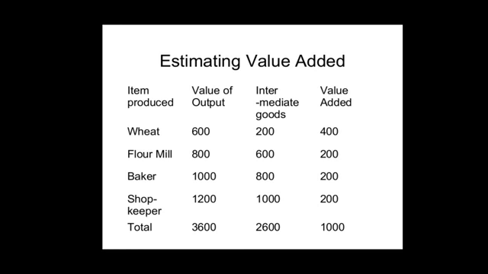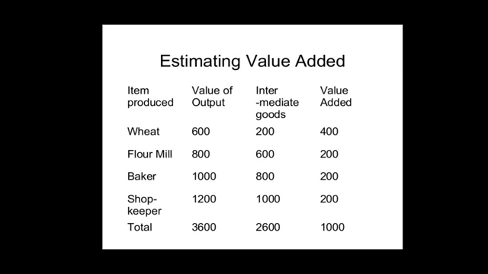For baker, flour is an intermediate good. Baker manufactures bread from flour and sells the entire bread to the shopkeeper for rupees 1000. The value added by the baker is thus equal to rupees 1000, which is the value of bread, minus rupees 800, which is the value of flour, that is intermediate consumption. Thus, rupees 1000 minus rupees 800, which is equal to rupees 200, is the value added by the baker.